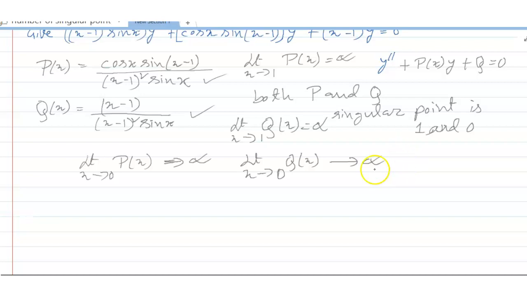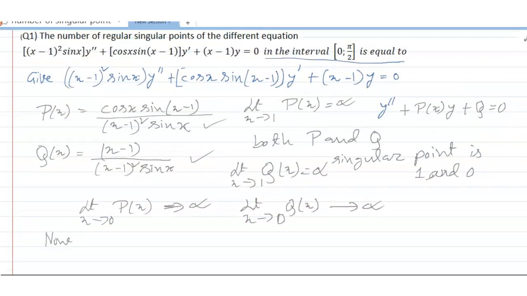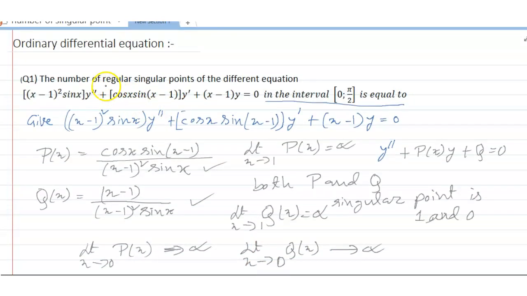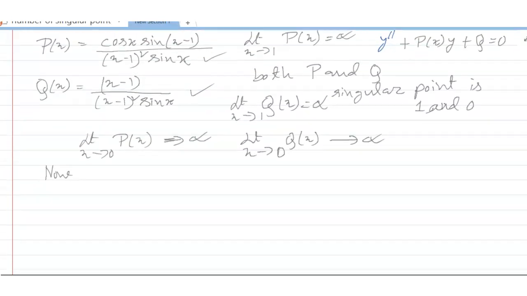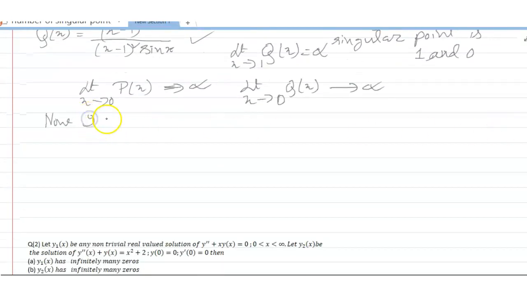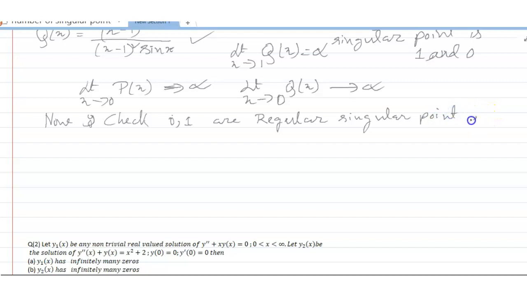So now we have to check whether it is a regular singular point or not, because my question is about regular singular points, not singular points. Now check whether 0 and 1 are regular singular points or not.